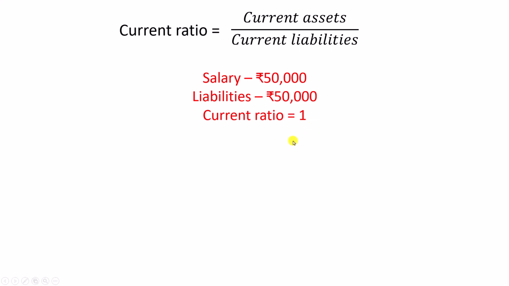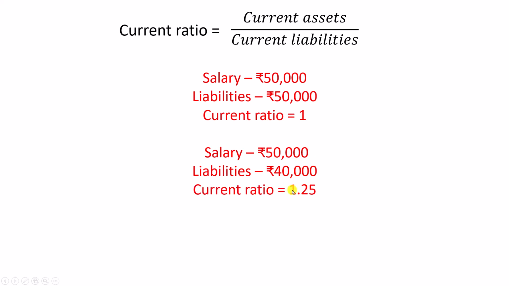Let us take the second condition. Your salary is 50,000 rupees and your expense is only 40,000 rupees. This is how much you earn every month. This is how much you spend every month. This divided by this would give you current ratio of 1.25. Now, let us go to the third condition. Your salary is 50,000 rupees, but your expenses are more than that. And let us say in this case it is 70,000 rupees.